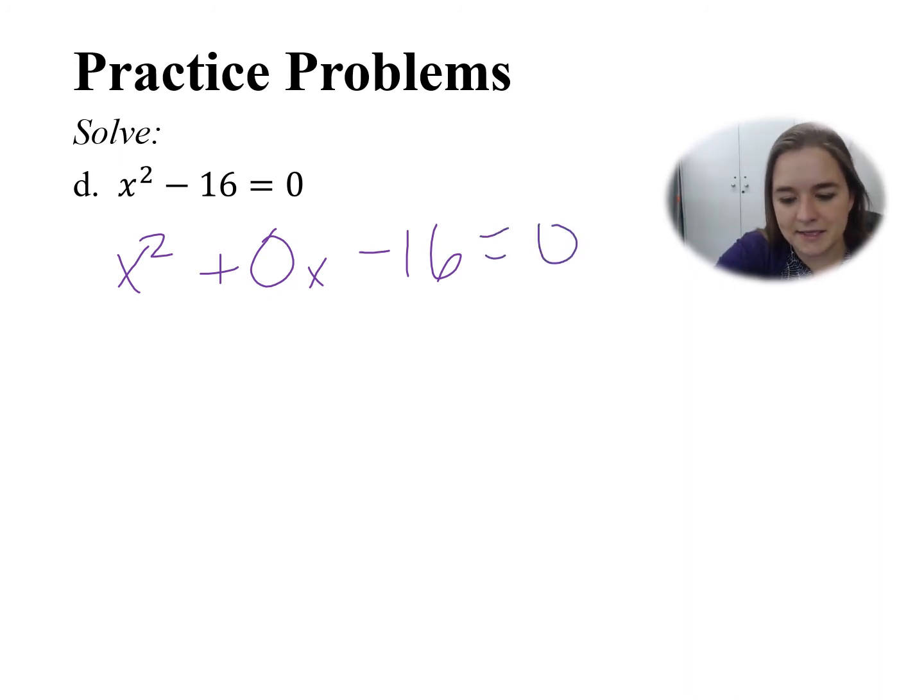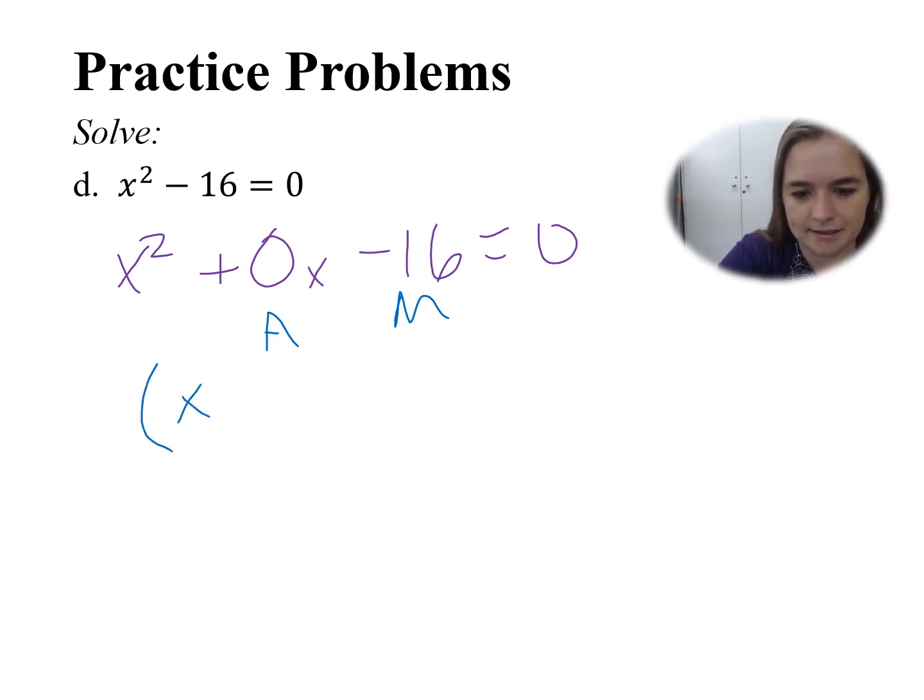So now if I'm thinking about finding those factors, I want factors that multiply to make a -16 and add up to create 0. So if I do that, I know that my x's, one's going to be positive and one's going to be negative because I wind up with that negative multiplication piece.